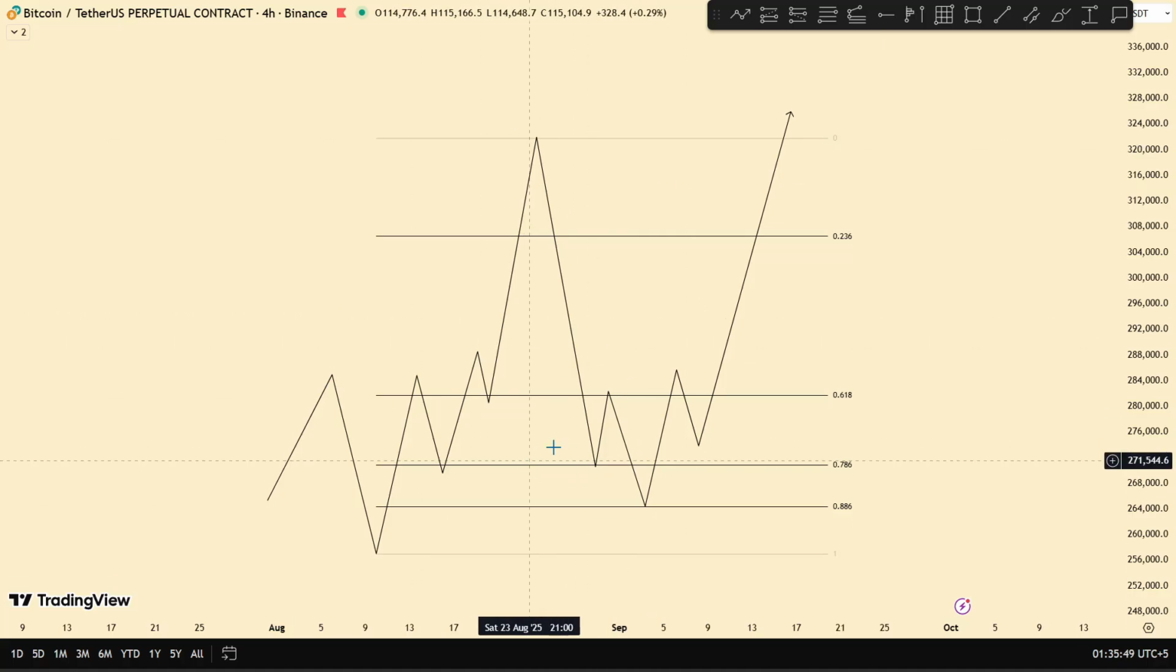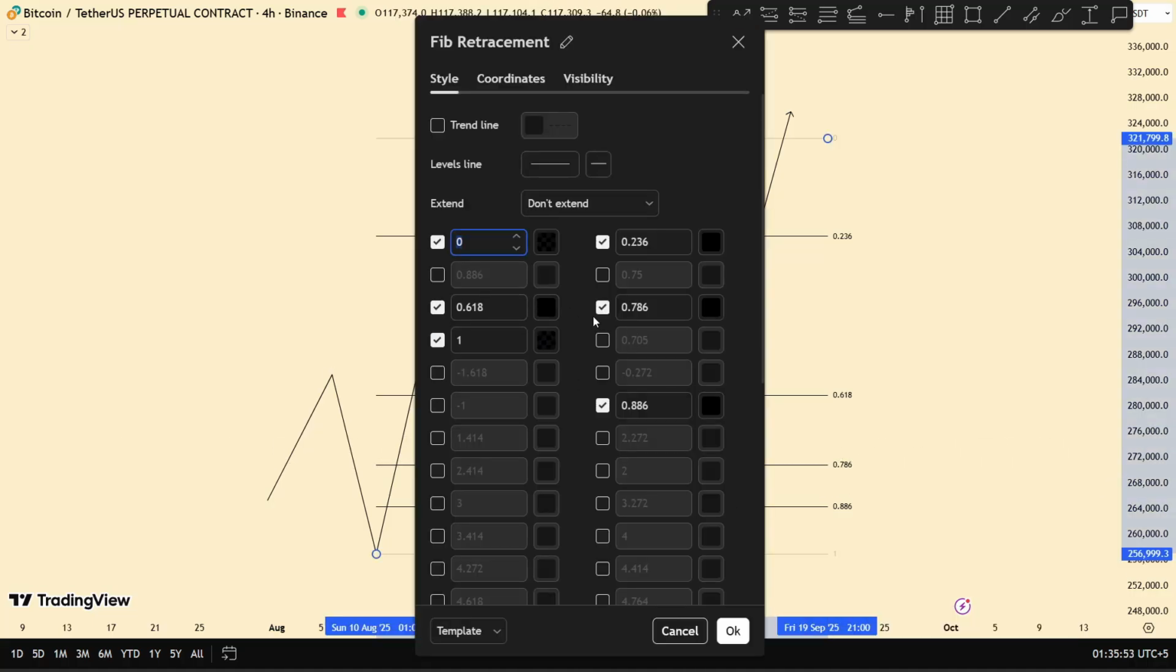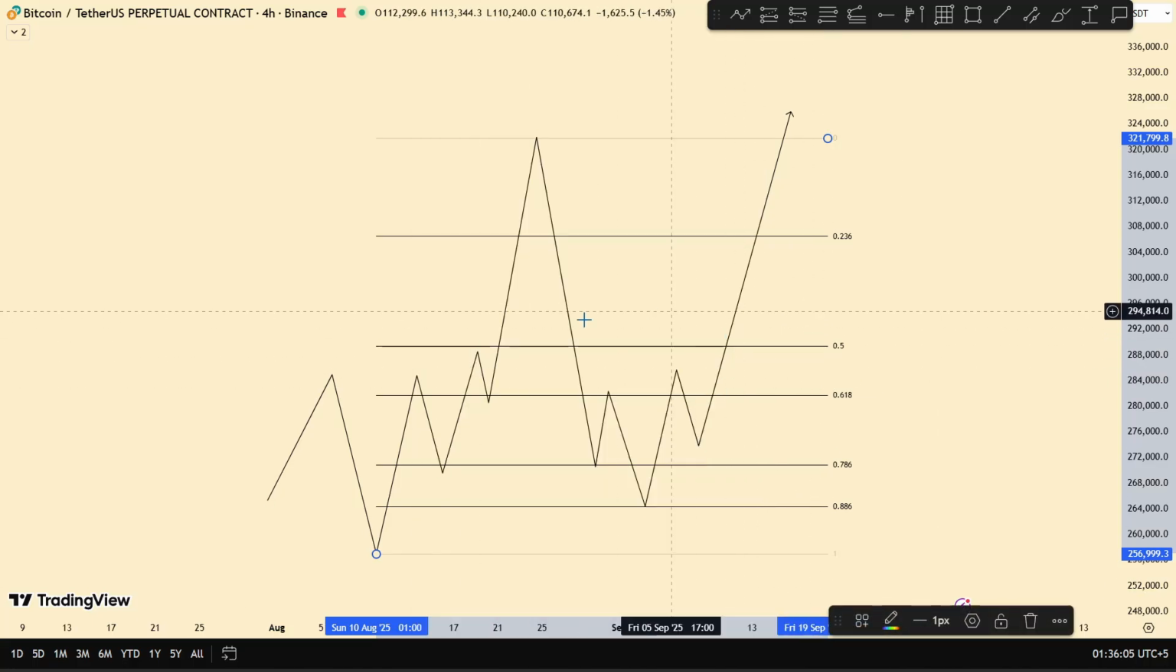The Fibonacci settings are like this. We have the 618, the 786, the 236, the 886, and there is also 0.5, which is not really a Fibonacci number, but people also use this to get back and see the price where it has rebalanced 50% or some sort.